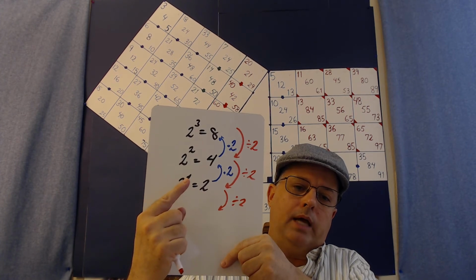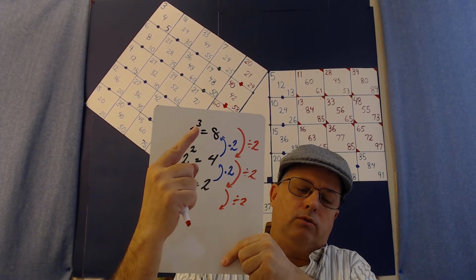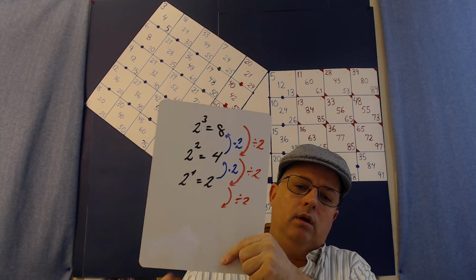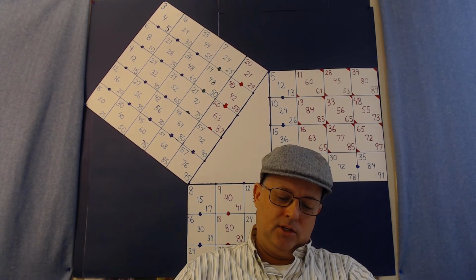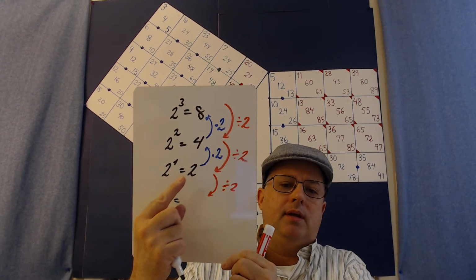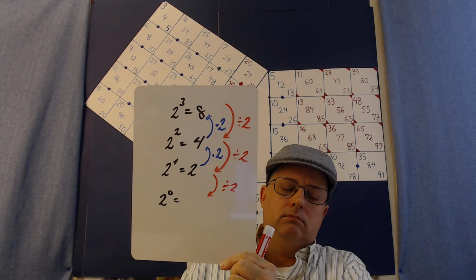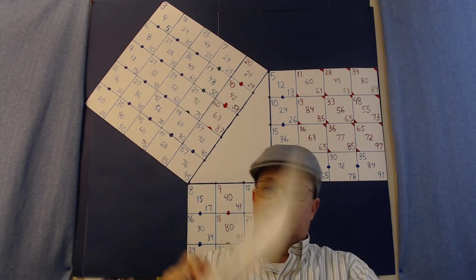And if I want to go down to the power not of 3, not of 2, not of 1, but the power of 0. The power of 0. Well, what happens when we take 2 and we divide it by 2? Oh, hey, that's 1.